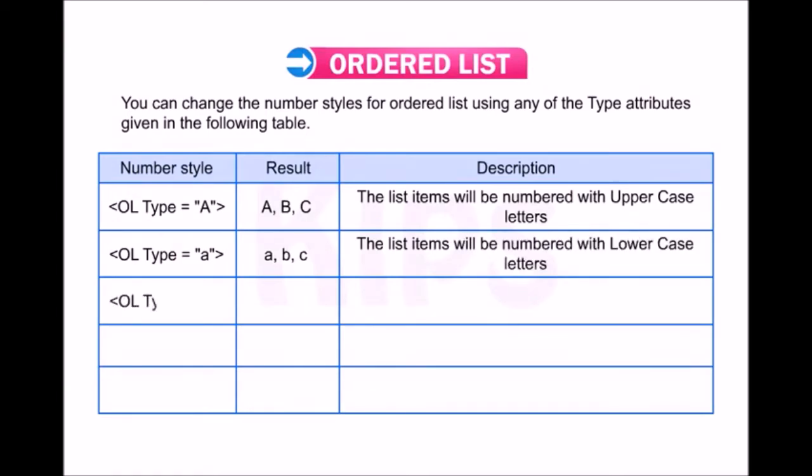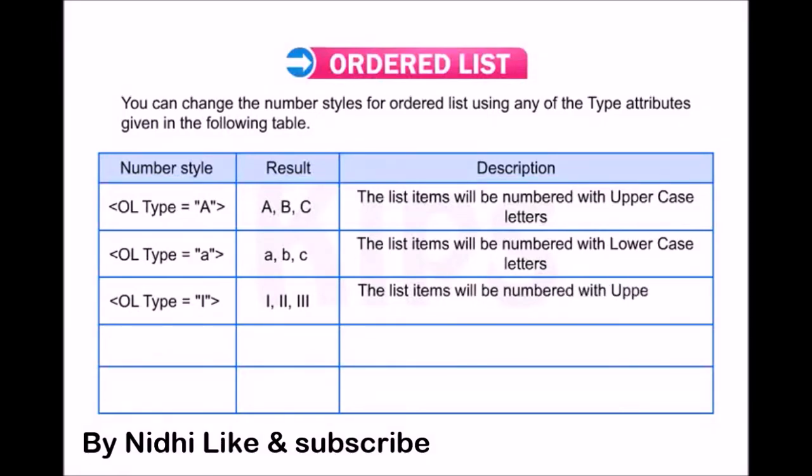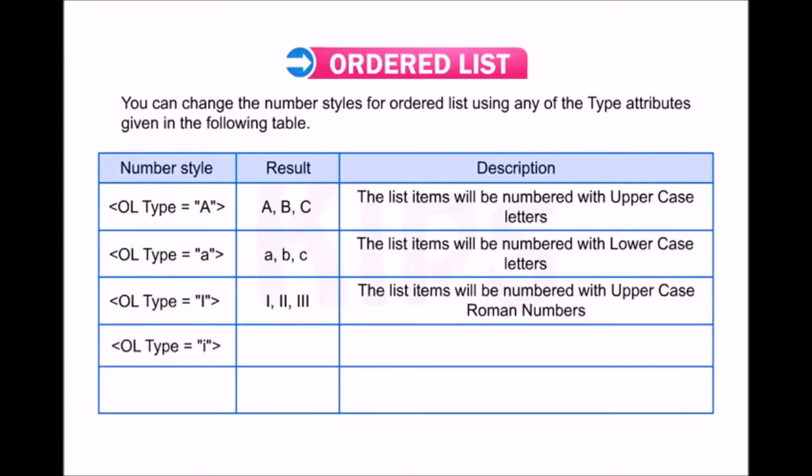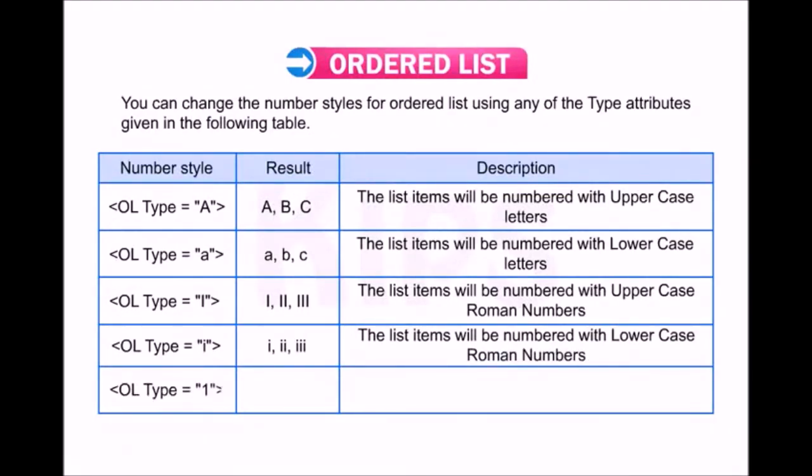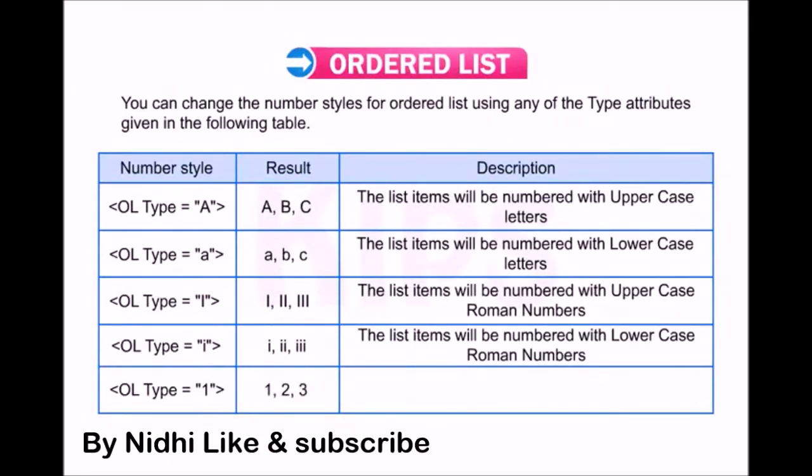Number style: OL type equals "I". Result: I, II, III. Description: the list items will be numbered with uppercase Roman numbers. Number style: OL type equals "i". Result: i, ii, iii. Description: the list items will be numbered with lowercase Roman numbers. Number style: OL type equals "1". Result: 1, 2, 3. Description: the list items will be numbered with a sequence of numbers. Default type.